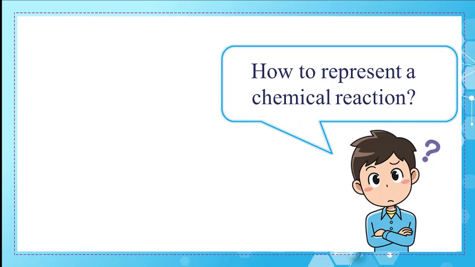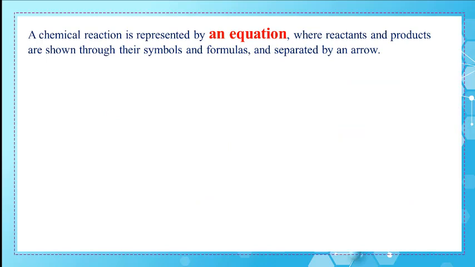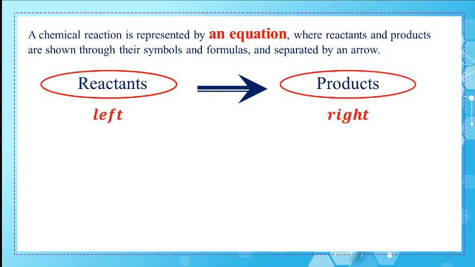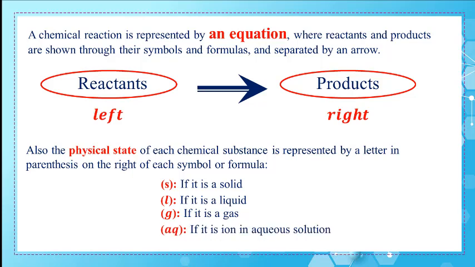How to represent a chemical reaction? By an equation. A chemical reaction is represented by an equation where reactants and products are shown by their symbols and formulas and separated by an arrow, where reactants are placed to the left and the products to the right. Also, the physical state of each chemical substance is represented by a letter in parentheses on the right of each symbol and formula: S if it is solid, L if it is liquid, G if it is gas, and AQ if it is an ion in aqueous solution.